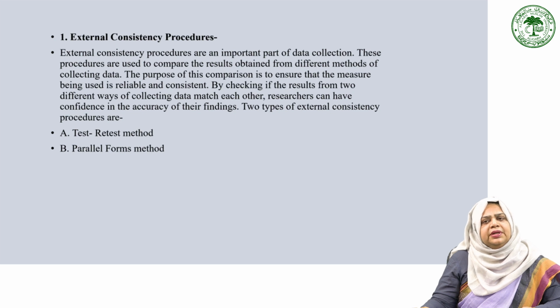An important way to estimate the reliability of an instrument is through external consistency procedures. These procedures involve comparing the results obtained from the instrument with other established measures or criteria. By examining how well the instrument aligns with the external standards, researchers can measure its reliability. This approach provides valuable insights into the consistency of the instrument's measurements and its ability to accurately capture the intended variables. These procedures are of two types. First is test retest method and the second one is parallel forms method.